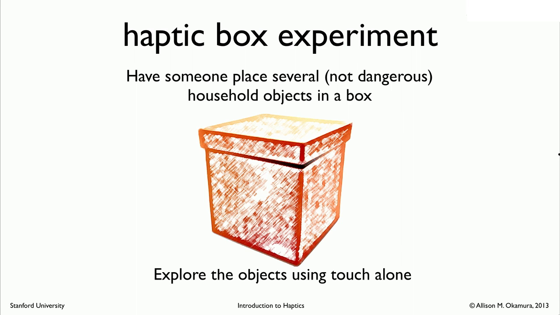So you could pause the video now if it's convenient and have someone do this for you and try to do a purely haptic or touch-based exploration. Once you've done that, before you look at the objects in the box, think about a few questions. First of all, what was in there? Could you actually tell what was in the box? Could you figure out if it was a screwdriver or a spoon or a stuffed animal? The other question is, how did you know what it was? When you recognized objects in the box, what was it about the way that they felt that gave you clues as to what they were?